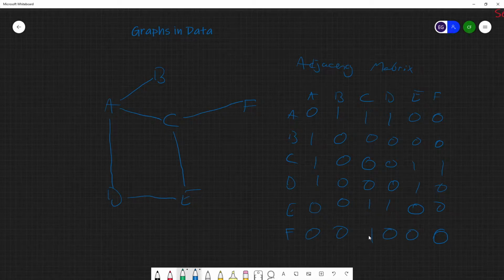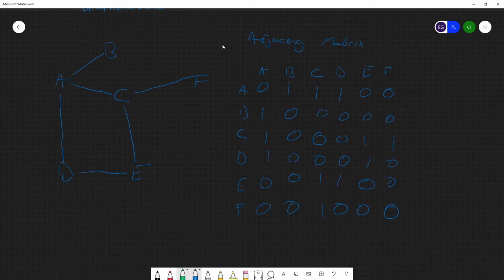Now, when looking at that, what you can see is that this is symmetrical. If we look down this diagonal line, this mirror line, we can see it's completely symmetrical. This is true for all adjacency matrices. They will always be symmetrical because for everything going one way, there has to be one going the other way. And secondly, you can see that there are 1, 2, 3, 5, 6, 12, so 24.